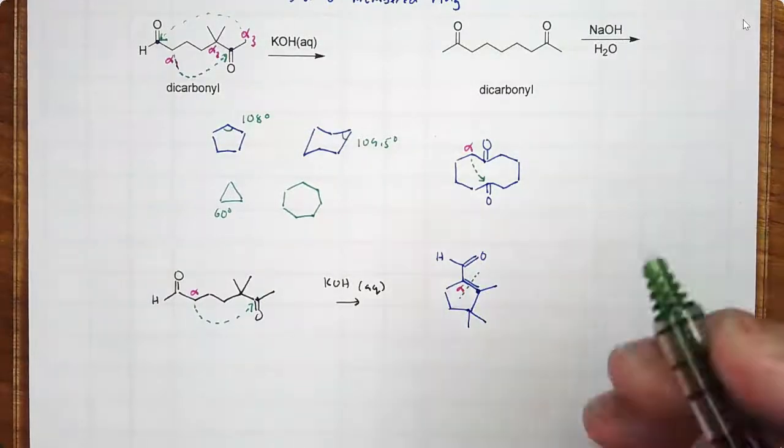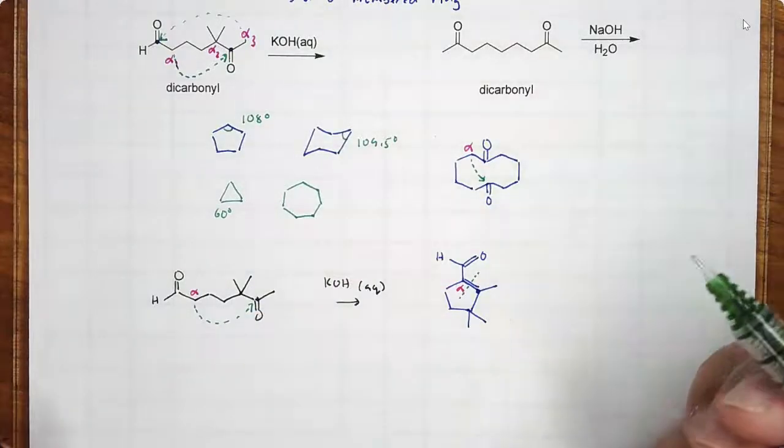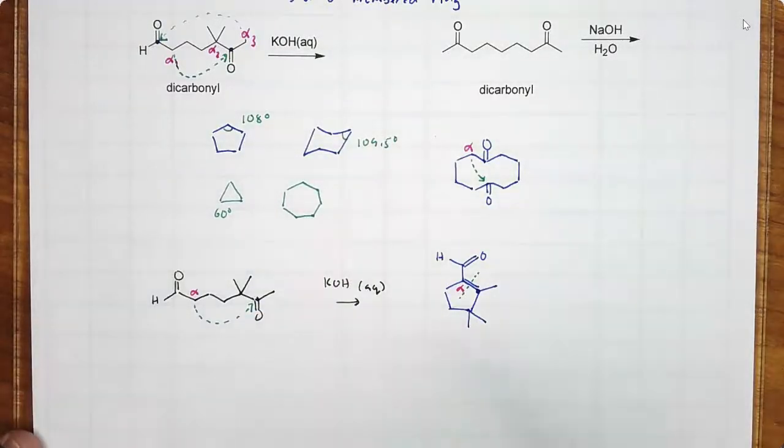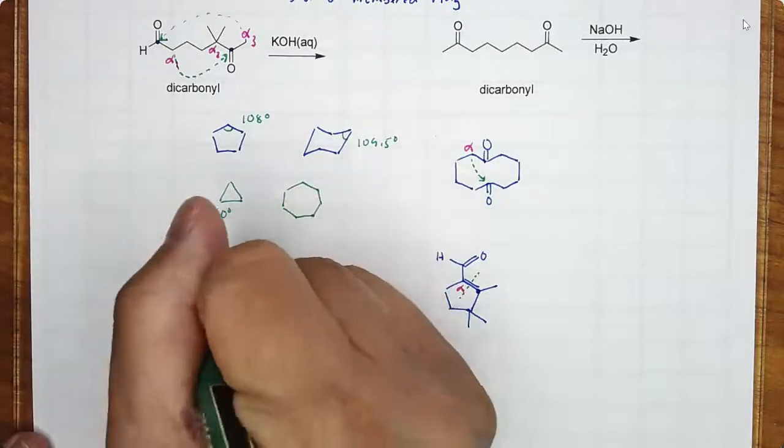If you feel more comfortable numbering, it doesn't matter how you number. We're not worried about nomenclature. We're just worried about getting the right number of carbons and the right connections. So maybe, where should I label? Maybe I'll label it from here.